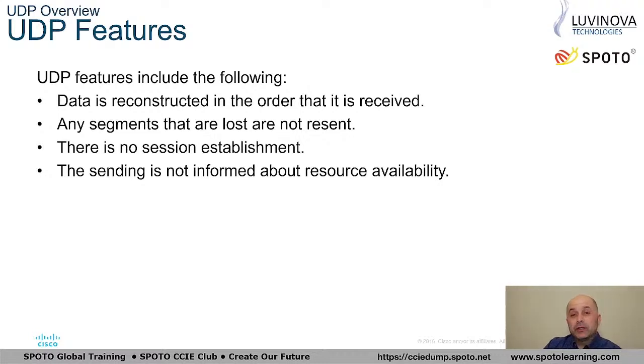Data is reconstructed in the order that it's received, which means if it's received in the wrong order, that's how it's reconstructed. Any segments that are lost are not resent again, because again, UDP doesn't have acknowledgement and it's not a reliable protocol.